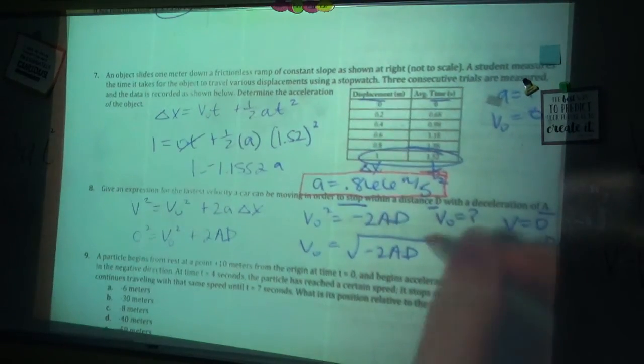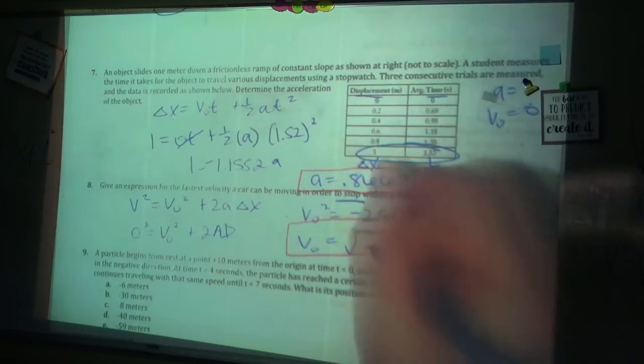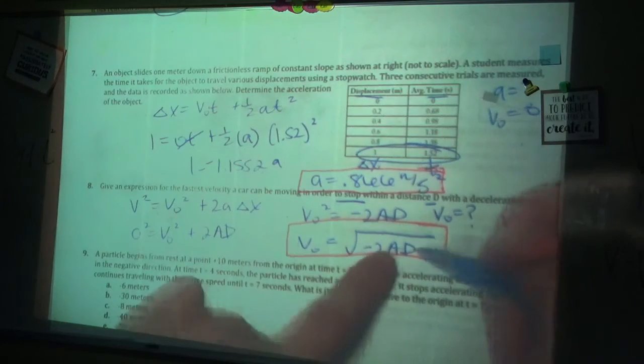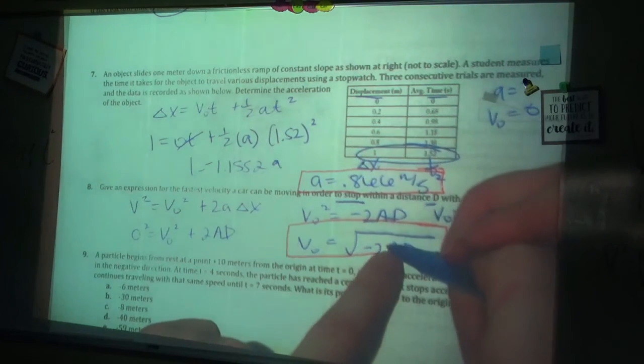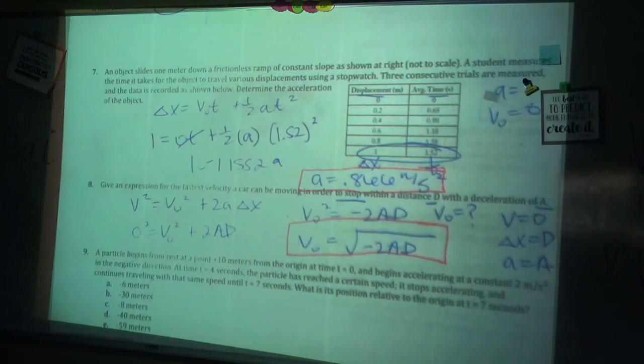And if you're sitting there like, wait, you can't take a square root of a negative, this doesn't necessarily have to be a negative number. In fact, if you're slowing down, that would be a negative acceleration, and the negatives cancel out, so you can take the square root. Number 9.